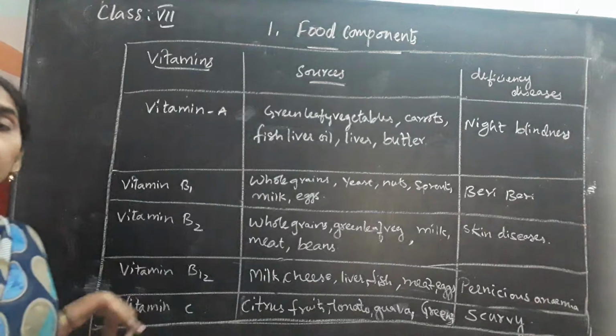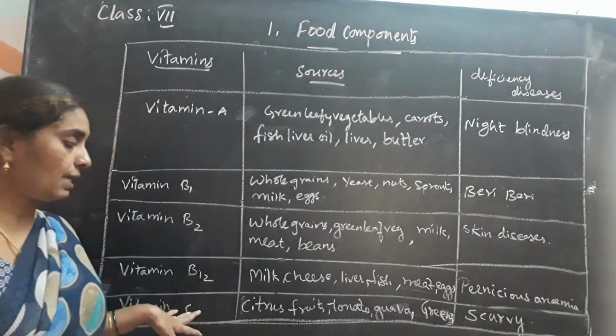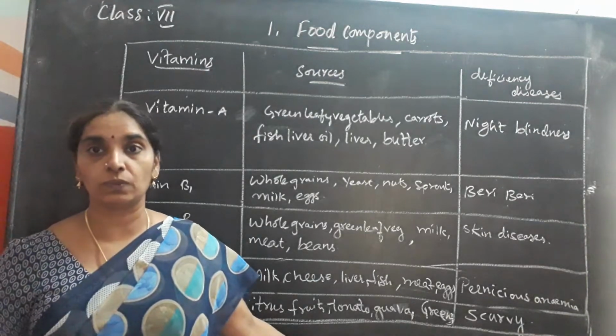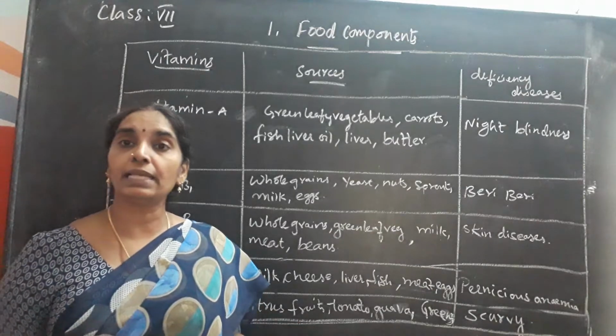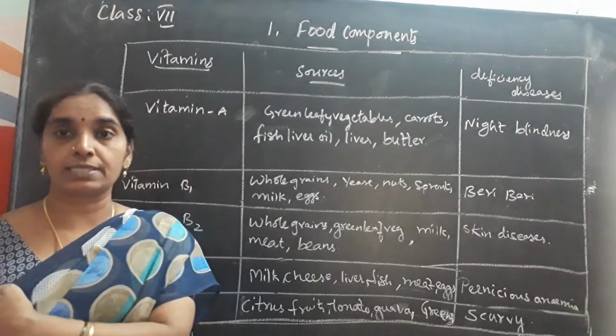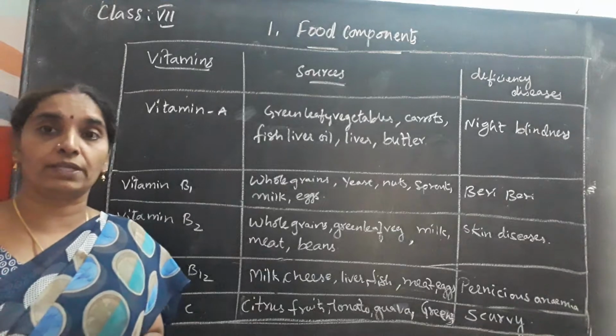Okay, children, next, vitamin C. Vitamin C is present in all the citrus fruits, tomatoes, and guava. They contain vitamin C, which enhances our body's levels when you eat them.